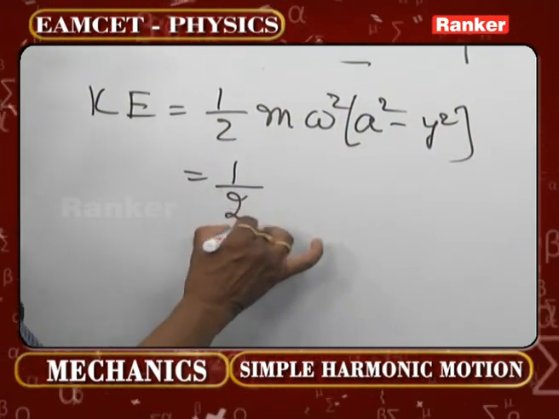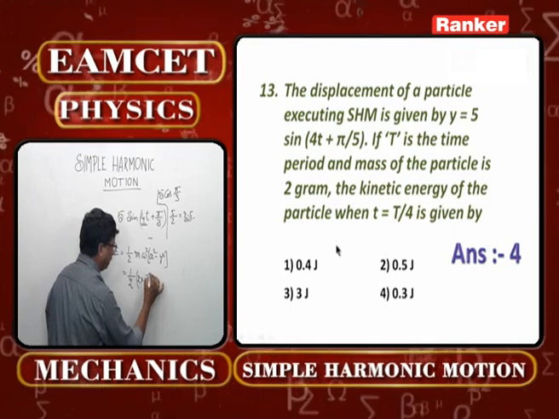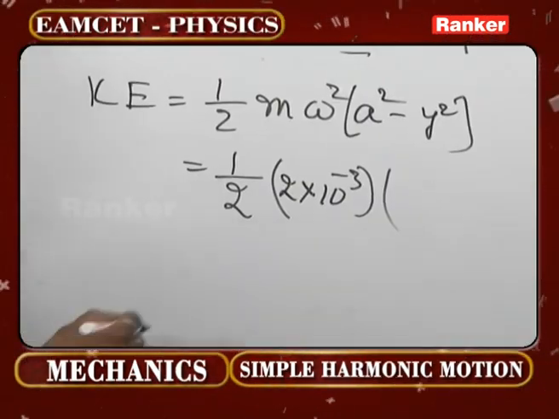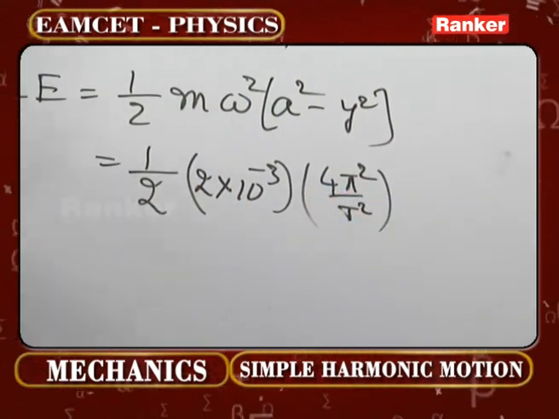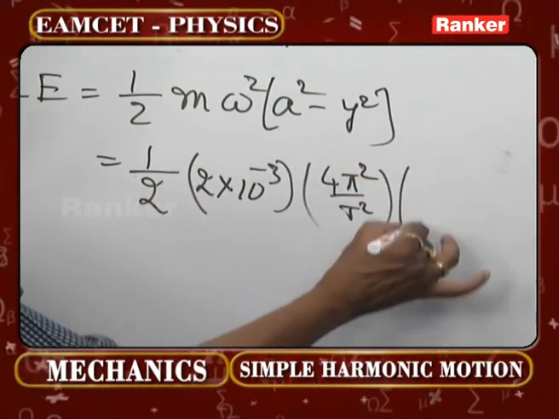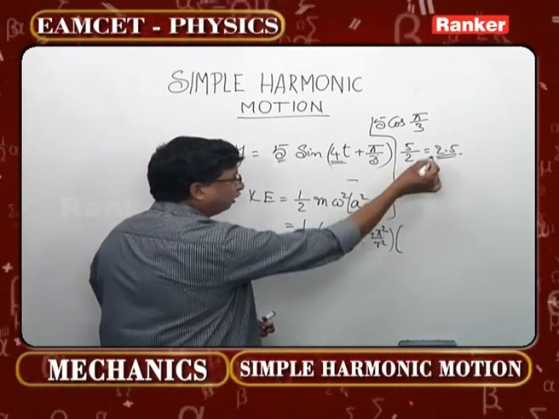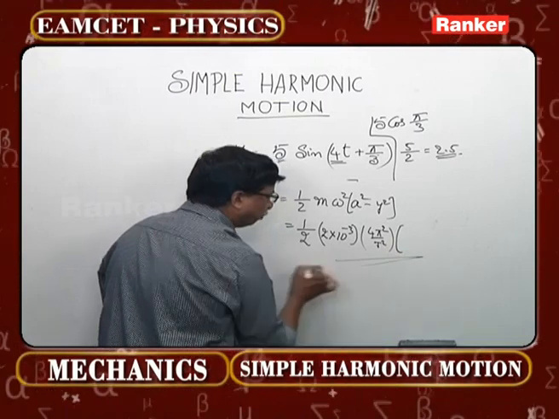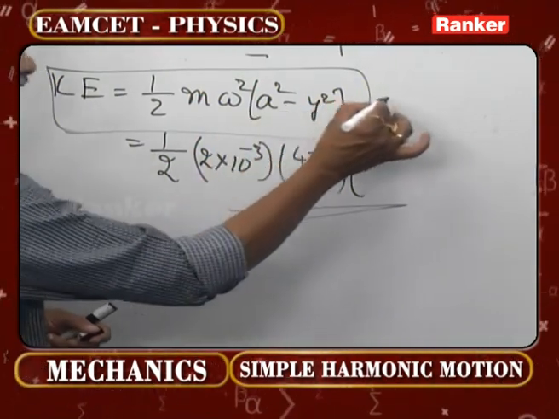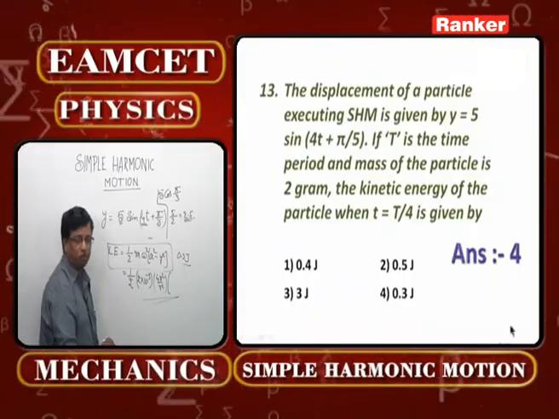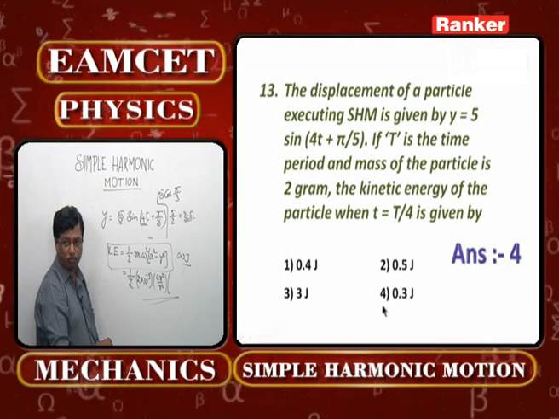Now half into, what is the mass value that has been mentioned? It is 2 gram, 2 × 10^-3 kg. Omega square, of course you can definitely understand it is nothing other than 4π² / T². That is actually the concept. And of course we know what is A square minus y square. A being 5, here we can write directly 5, and y being this 2.5. Just substituting those values over here, whatever the kinetic energy we are getting exactly coincides with nearly 0.3 joule. That is the corresponding equation what we used to get. That is the fourth option that is going to be correct over here for question number 13.